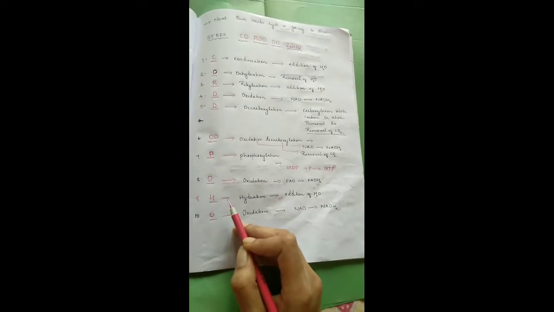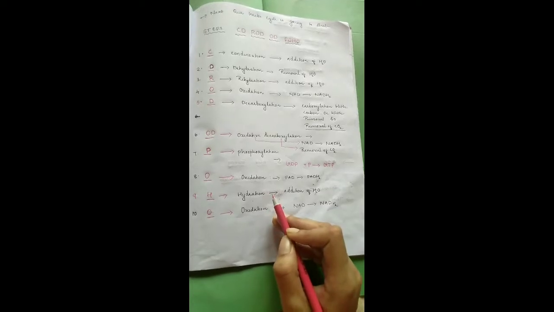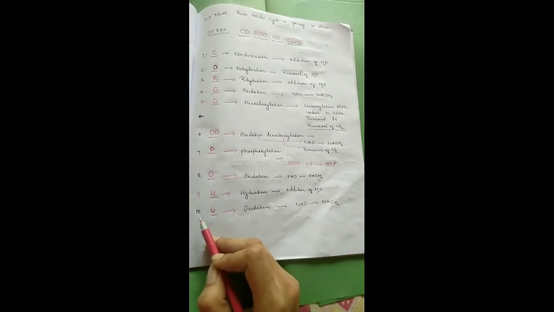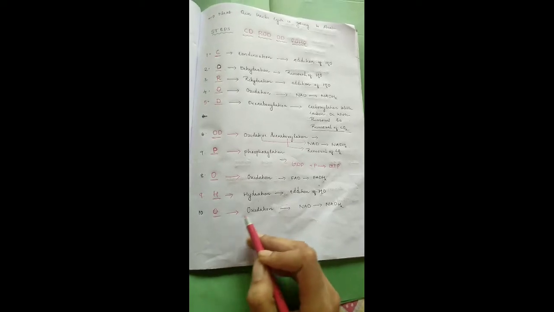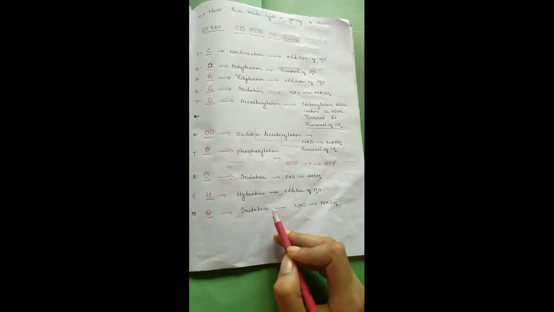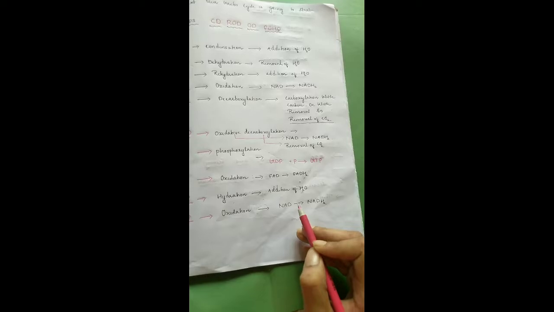The ninth step starts with H. H is for hydration. In hydration, we have an addition of H2O. The tenth step starts with O, and O is for oxidation. In oxidation, an NAD molecule is converted into NADH.